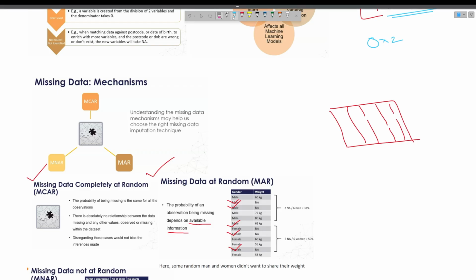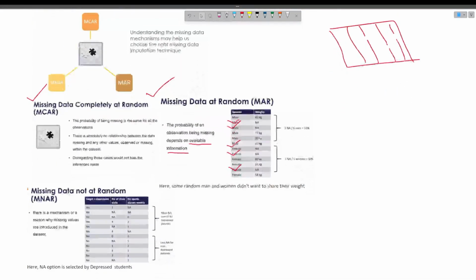But here they didn't want to do it. Okay, so here you can see we have 2 NA for the men, and it is 33%, and within women it is 50% of the women who didn't want to share. So they didn't want to share. That's one of the reasons. But it depends on the scenario.